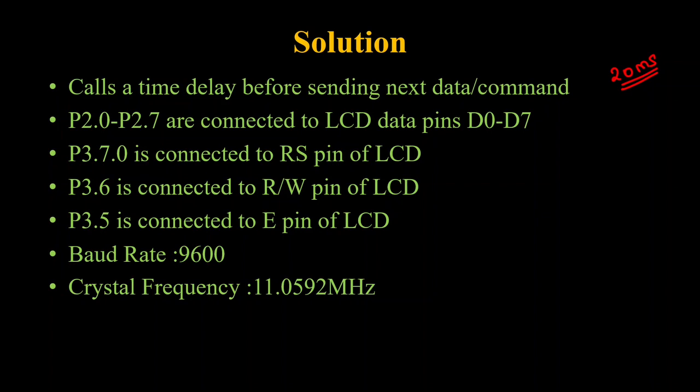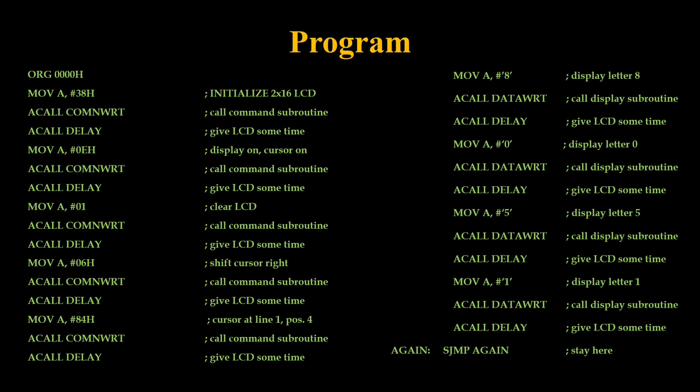After that, P2.0 to P2.7 is connected to D0 to D7. P3.7 is connected to RS, 3.6 is connected to R bar W, and 3.5 is connected to enable of your LCD. Your baud rate is 9600 and crystal frequency is 11.0592. We have already seen many problems with respect to these kinds of baud rate and crystal frequency in our previous videos, so we can quickly move to our programming.